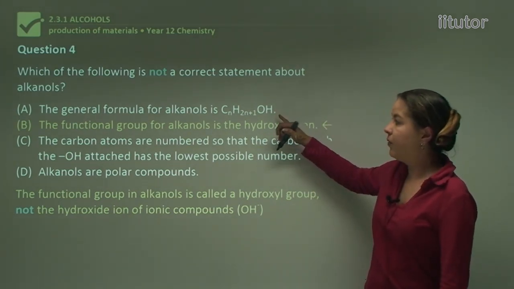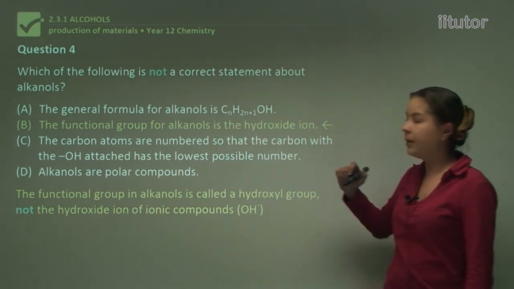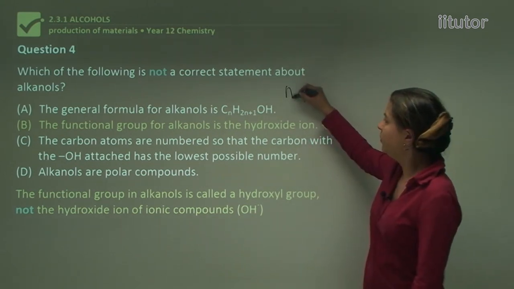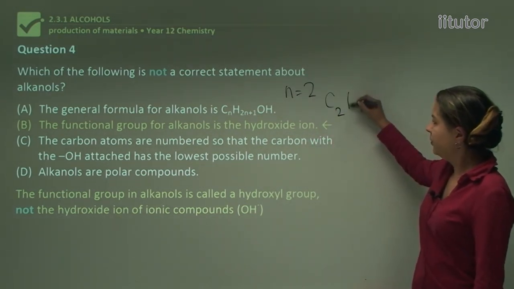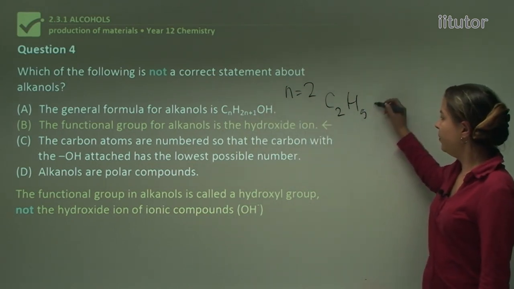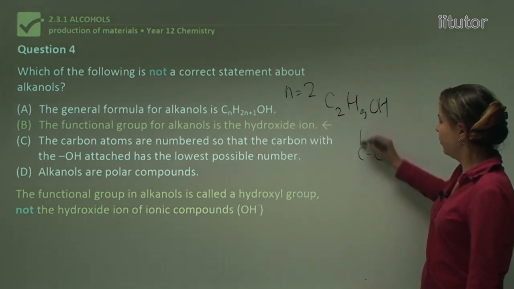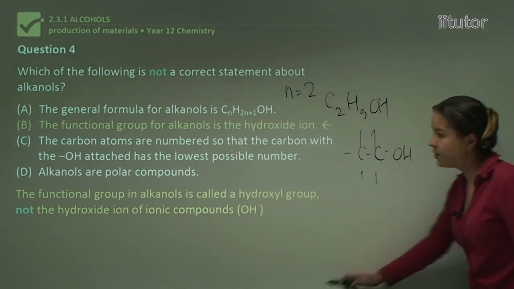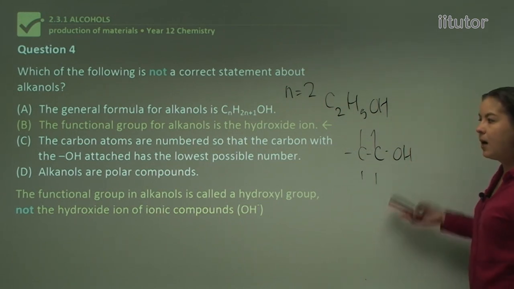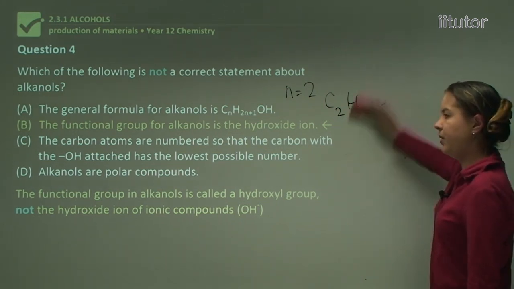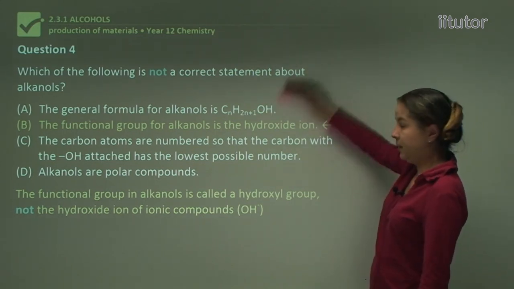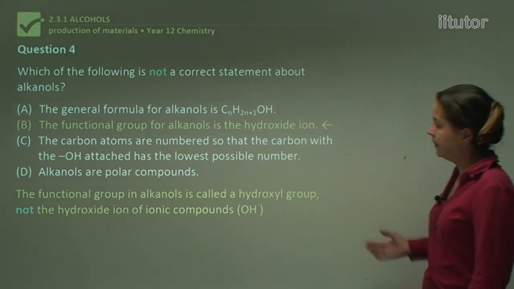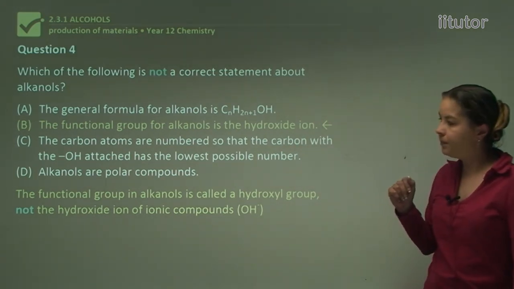So the general formula for alkanols is CnH2n+1OH. So for example, if we make n equals 2, C2H5OH, draw it, you've got ethanol. Okay, so that fits. Part C, the carbon atoms are numbered so that the carbon with the OH attached has the lowest possible number. Yes, that is true. And D, alkanols are polar compounds. Yes, that is true. So our answer for question 4 is B.